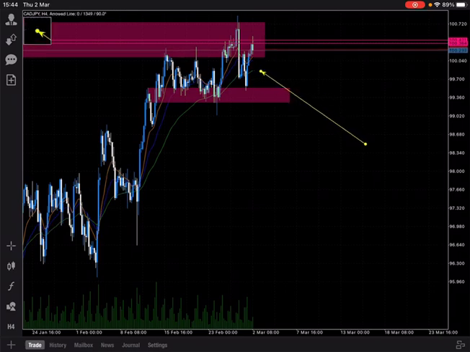If it decides to be nice to us and retrace back into the key level for us to catch a sell here, then we will catch a sell here. But either way, do not chase the market. Wait for the market to come to us, okay? So that's our sell zone.